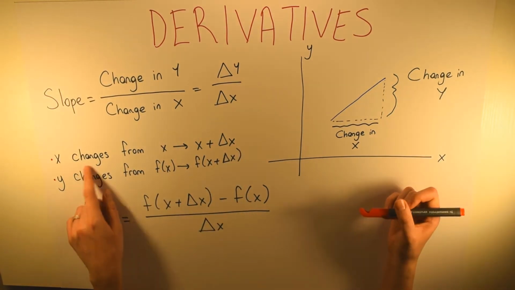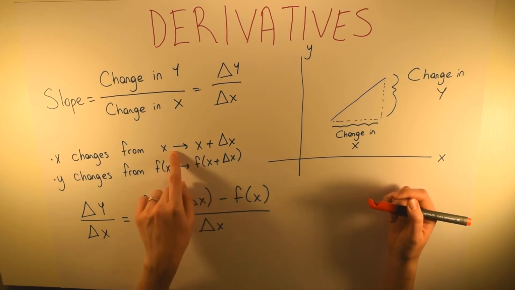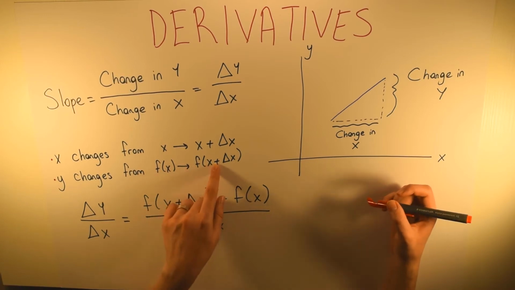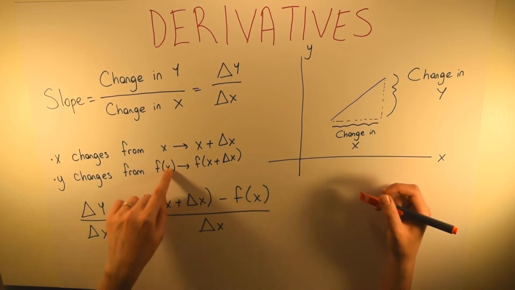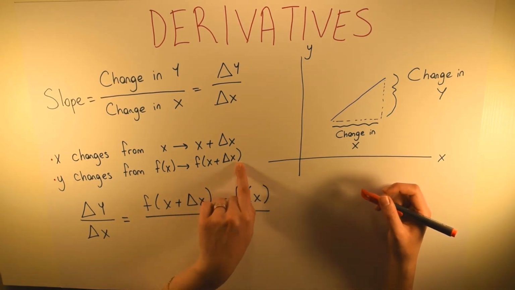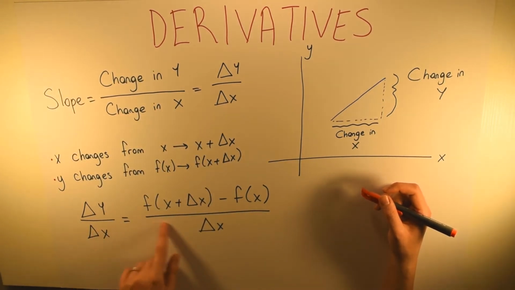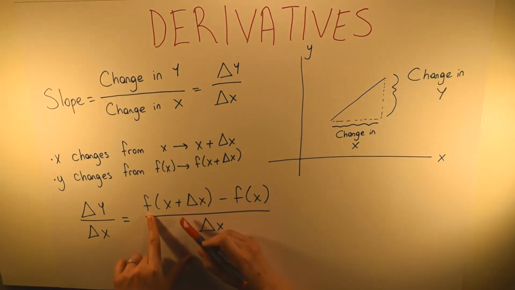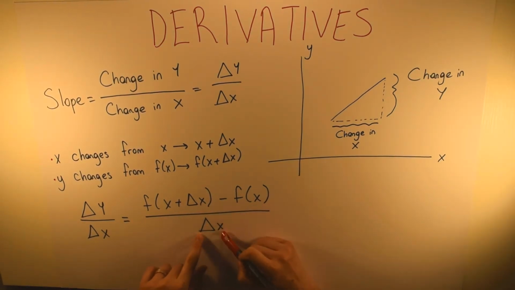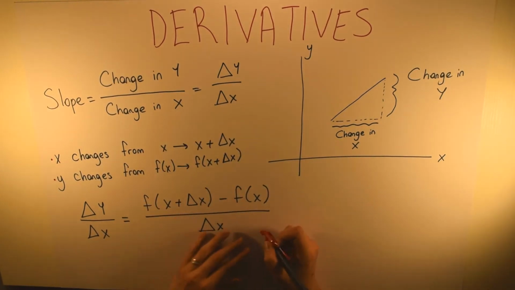Okay, so x changes from x to x plus delta x. This is the amount x changed, and y changes from f(x) to f(x plus delta x), because when you put this value of x instead of x here, you will get f of x plus delta x. So now our slope formula will become f(x plus delta x) minus f(x) over delta x, because when you put these values instead, you will get this one.